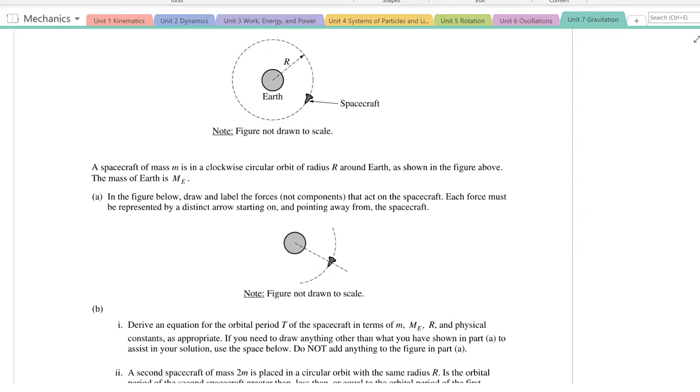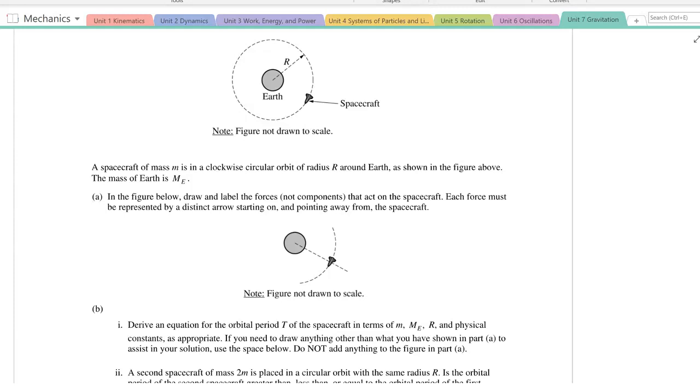A spacecraft of mass m is in a clockwise circular orbit of radius r around Earth as shown in the figure above. The mass of the Earth is m sub e. In the figure below, draw and label the forces that act on the spacecraft, and then the second sentence talks about how you should draw it.